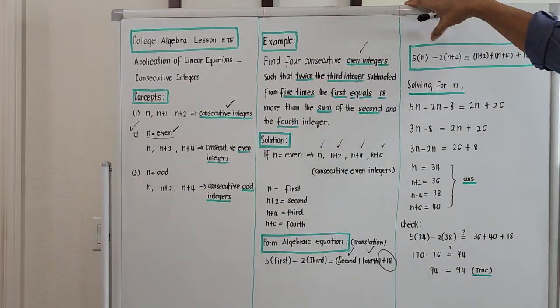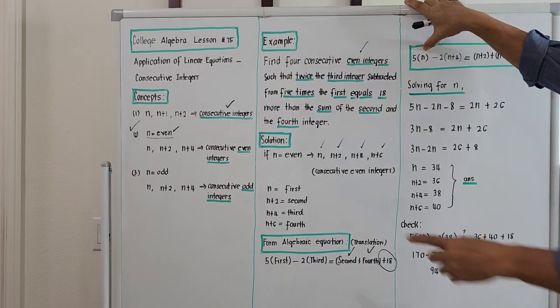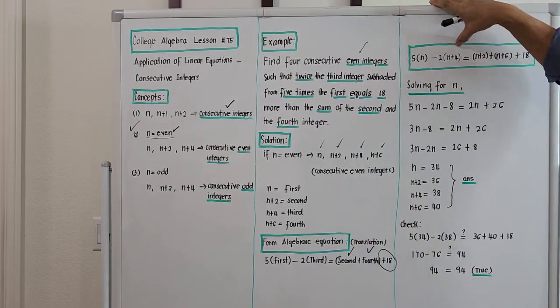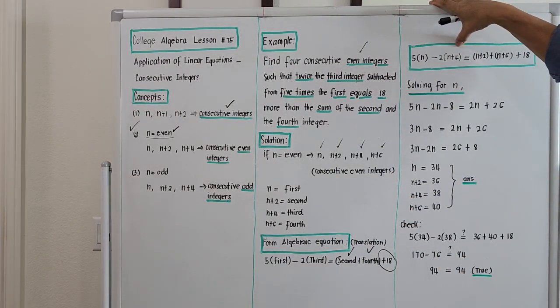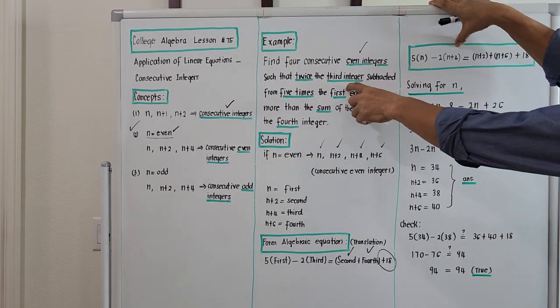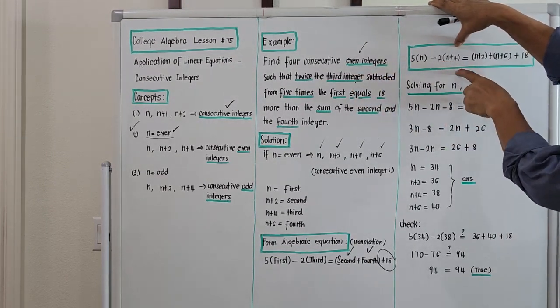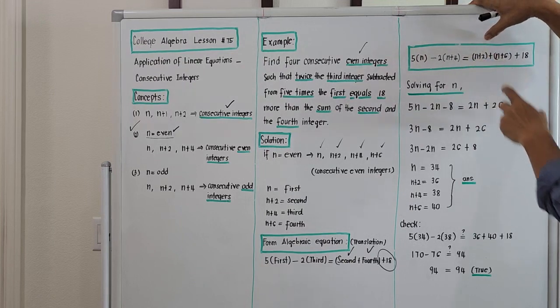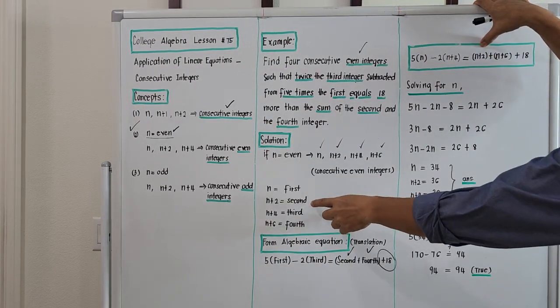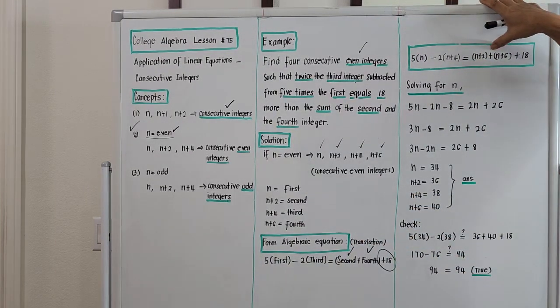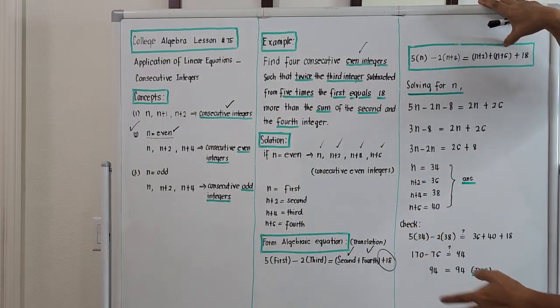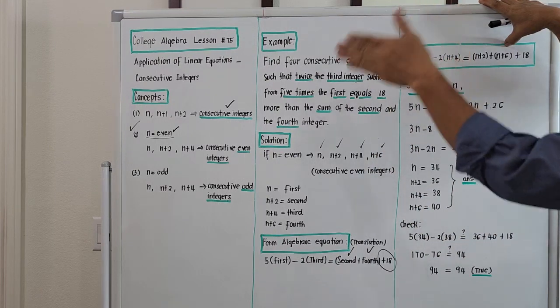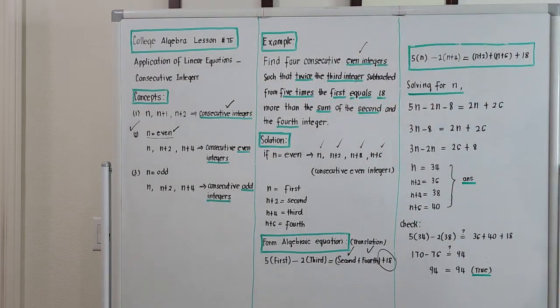5 times the first is actually n, right? n plus 4 is the third, twice n plus 4, the third, should be equal to the second. The second is n plus 2. The operation is plus, it's a sum. The fourth is n plus 6. And it is 18 more, so this is plus 18.